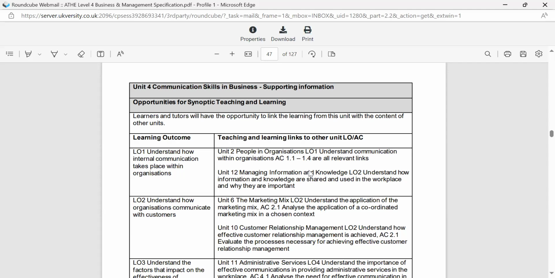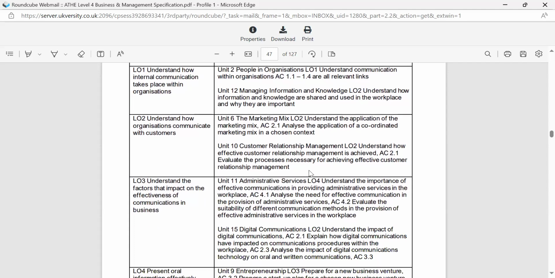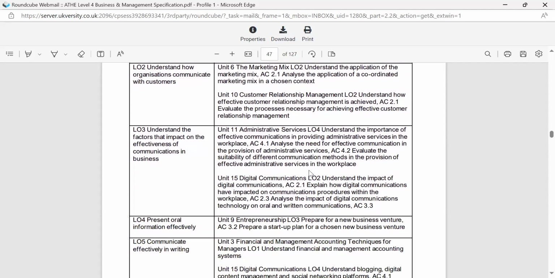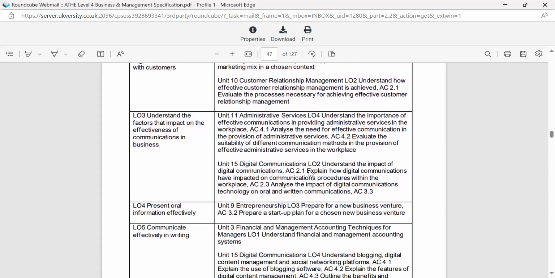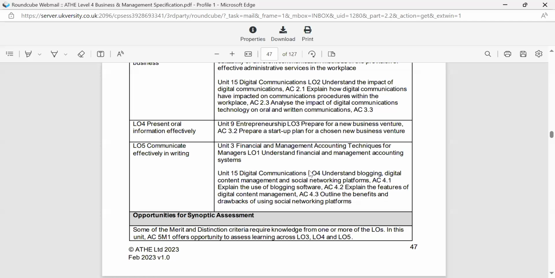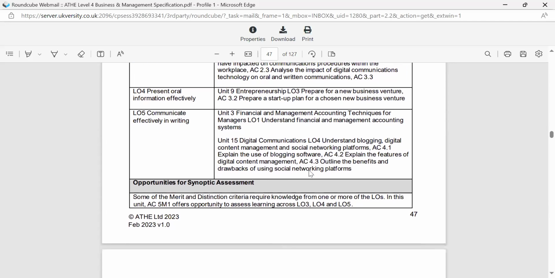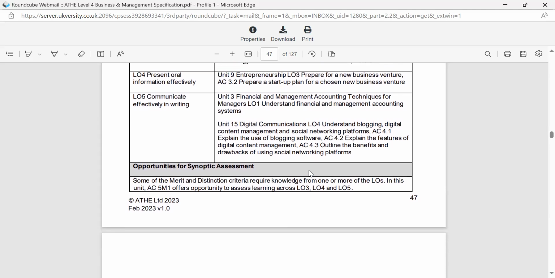Learning outcome 1 is to understand how internal communication takes place within organizations. Learning outcome 2 is to understand how organizations communicate with customers. Learning outcome 3 is to understand the factors that impact on effectiveness of communications in business. Learning outcome 4 is to present oral information effectively. And the final learning outcome, learning outcome 5, is to communicate effectively in writing.